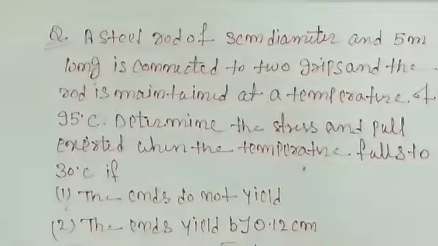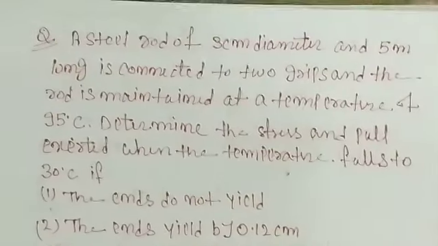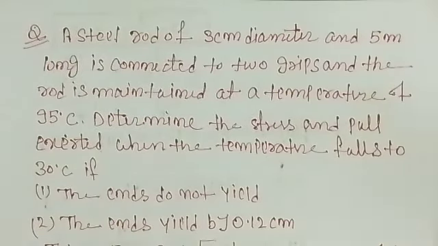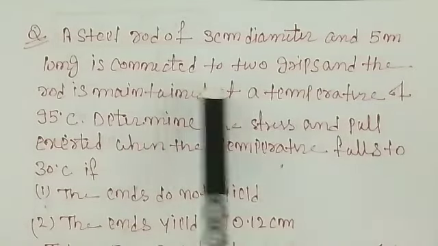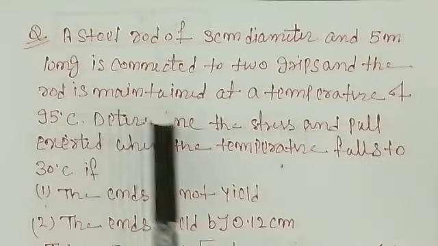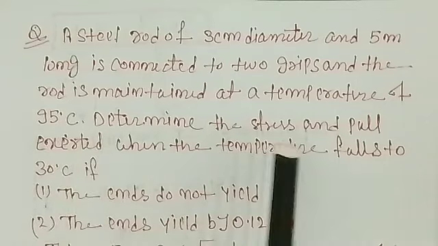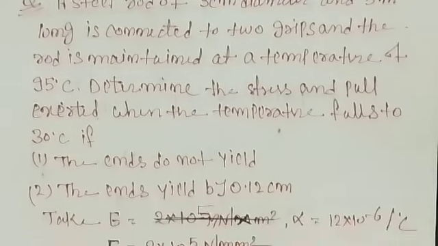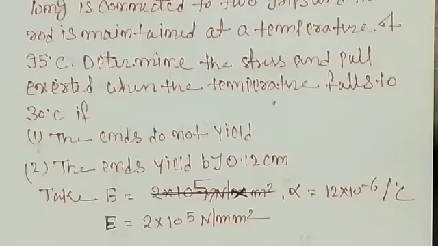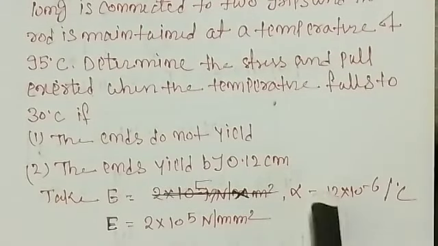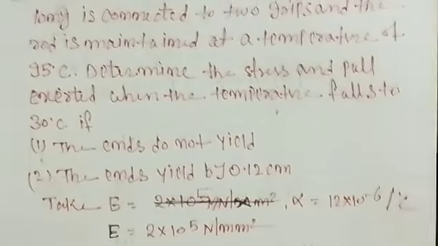The problem is on the screen. A steel rod of 3 cm diameter and 5 meter long is connected to 2 grips, and the rod is maintained at a temperature of 95 degrees centigrade. Determine the stress and pull exerted when the temperature falls to 30 degrees centigrade if the ends do not yield and if the ends yield by 0.12 centimeter. Take Young's modulus as 2 into 10 to the power 5 Newton per mm square, and the coefficient of linear expansion as 12 into 10 to the power of minus 6 per degree centigrade.